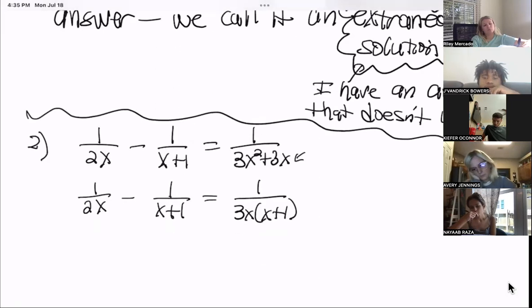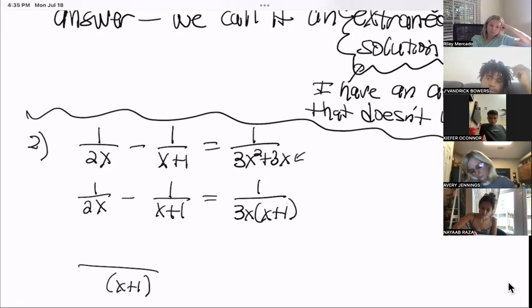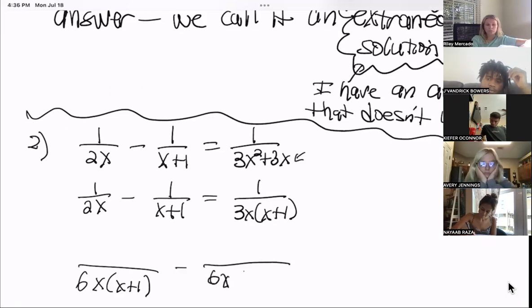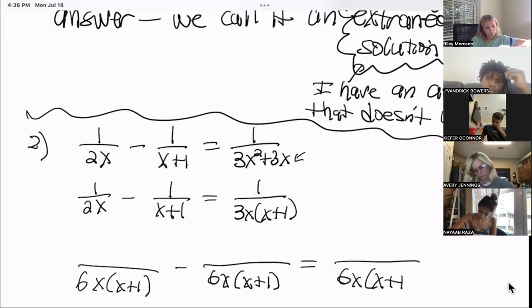That's my greatest common factor, and x plus 1. And you'll see why we had to do that, because now we can find a common denominator. So I have a 2x, x plus 1. I know it has to have an x plus 1. They all have to have x plus 1, and they all have to have an x. And 3 and 2, that's going to make it 6. So our common denominator is going to be 6x, x plus 1. Minus 6x, x plus 1 equals 6x, x plus 1.